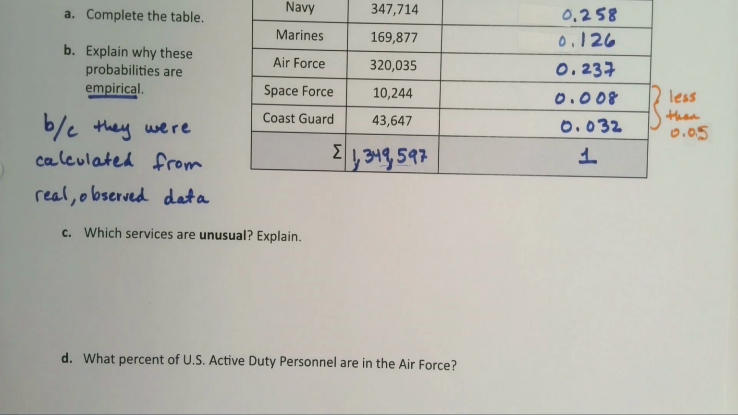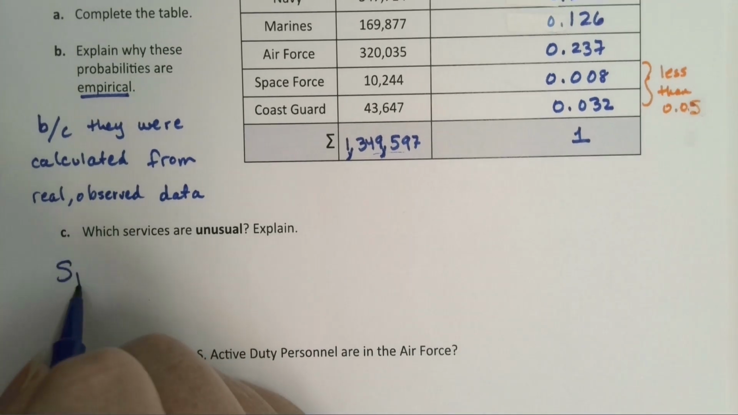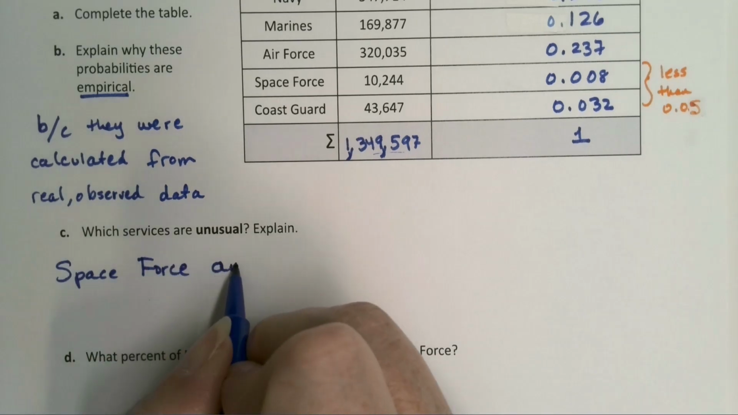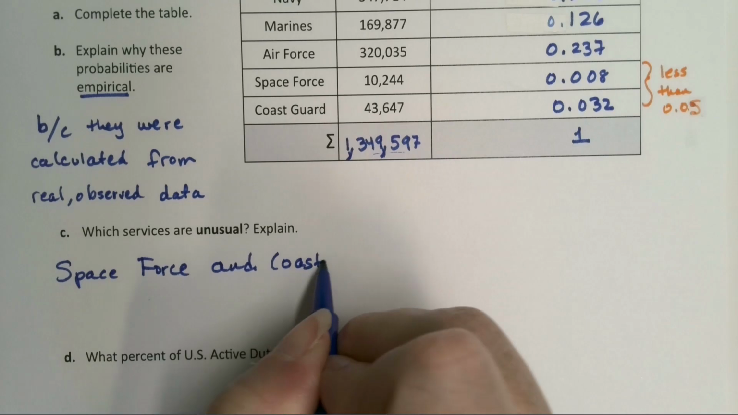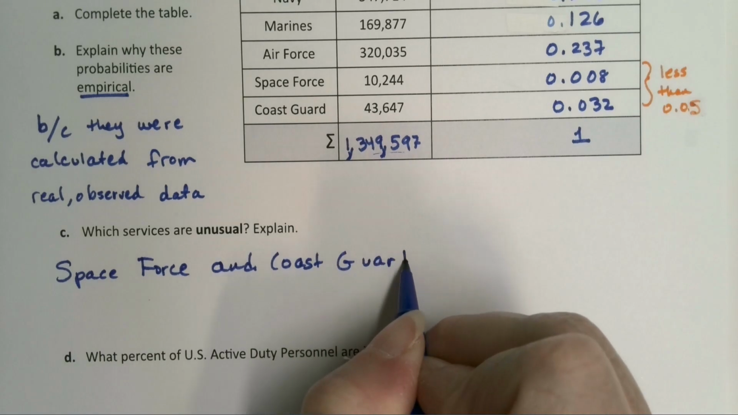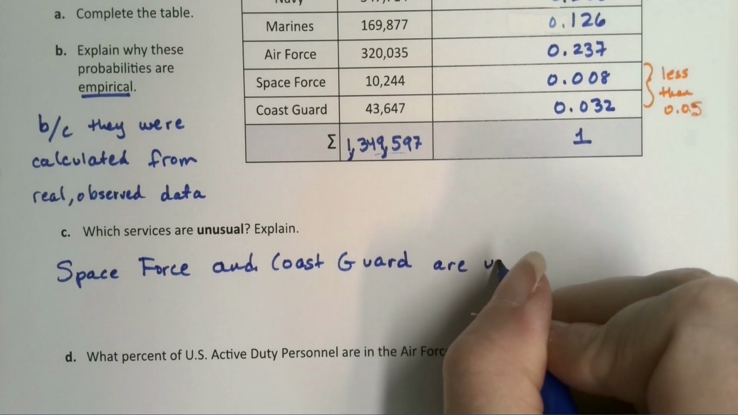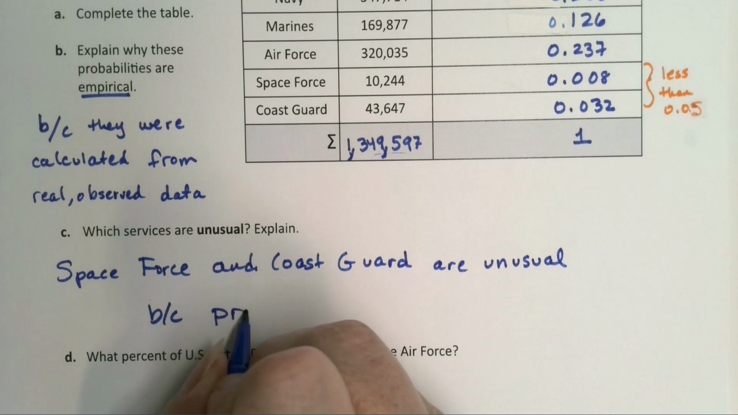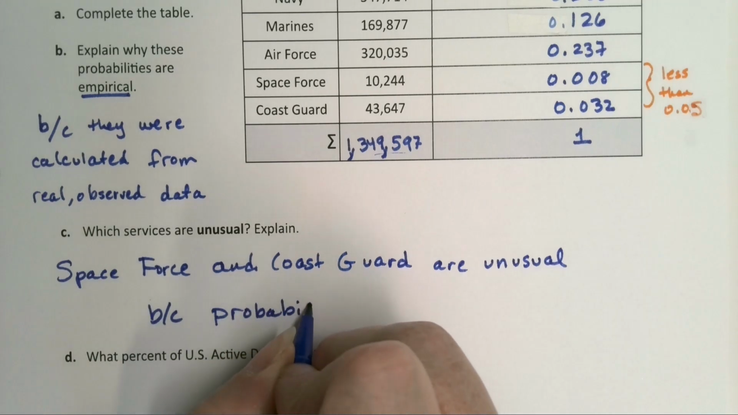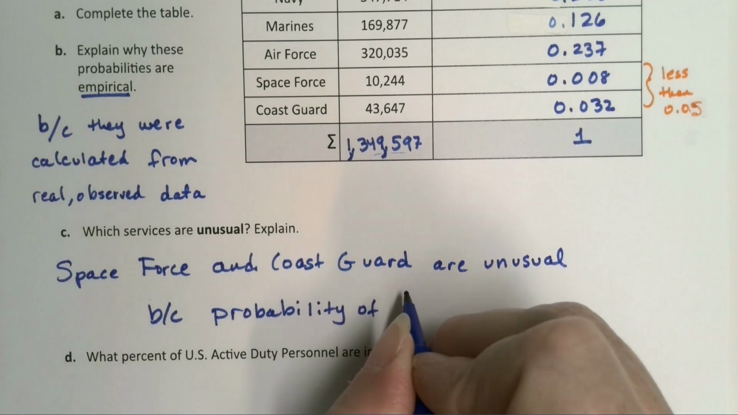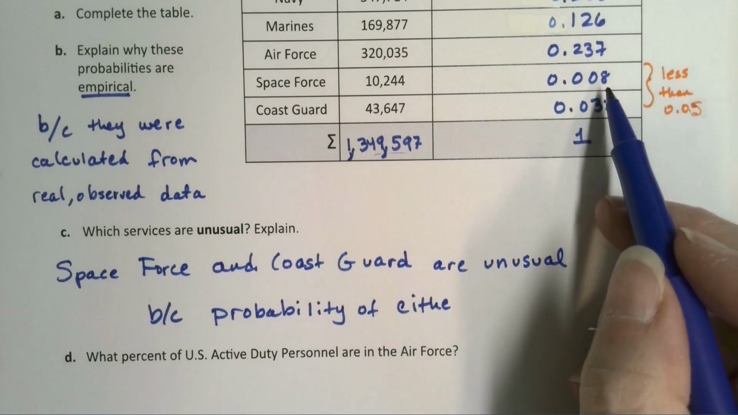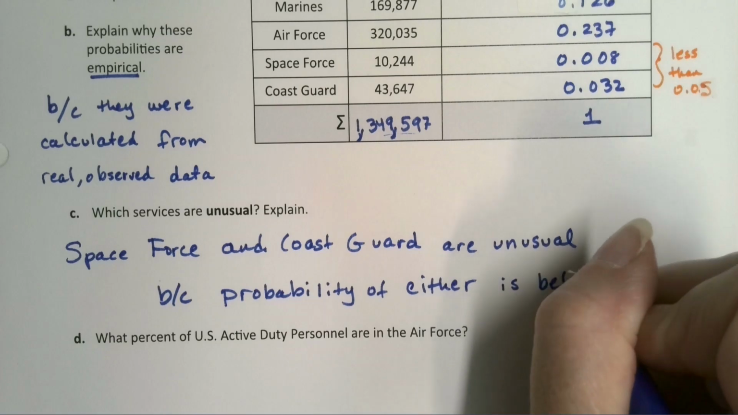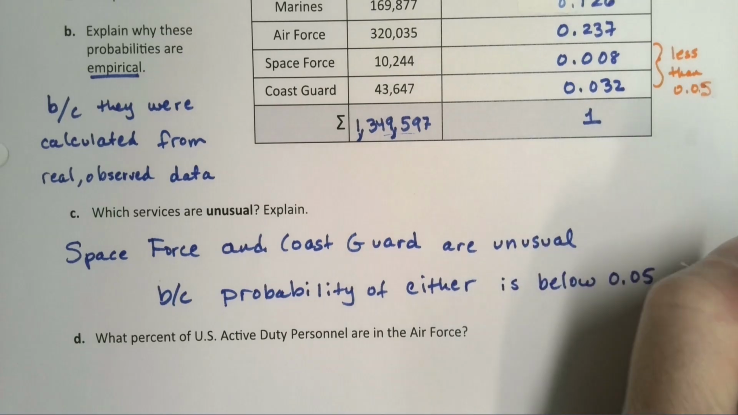Okay, so the services that are unusual would be Space Force and Coast Guard. Both are unusual because the probability of either, right, the 0.008, the 0.032, is below 0.05.